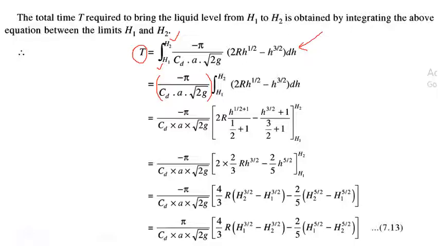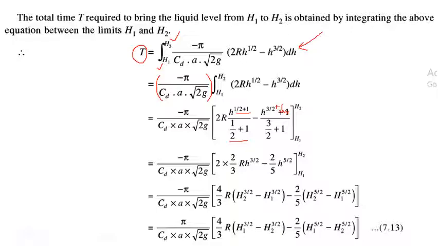So this becomes h raised to (1 by 2 plus 1) in the denominator, and h raised to (3 by 2 plus 1). Sorry, here plus 1 is on the numerator, okay, 3 by 2 plus 1. So this comes to 2 into 2 by 3 into R h raised to 3 by 2 minus 2 by 5 into h raised to 5 by 2.